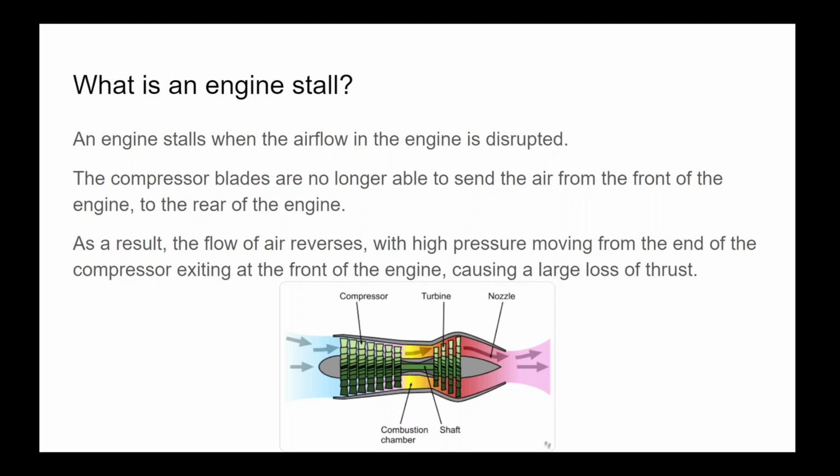So, what is an engine stall? An engine stalls when the airflow in the engine is disrupted. The compressor blades are no longer able to send the air from the front of the engine to the rear of the engine. As a result, the flow of air reverses, with high pressure moving from the end of the compressor exiting at the front of the engine, causing a large loss of thrust.